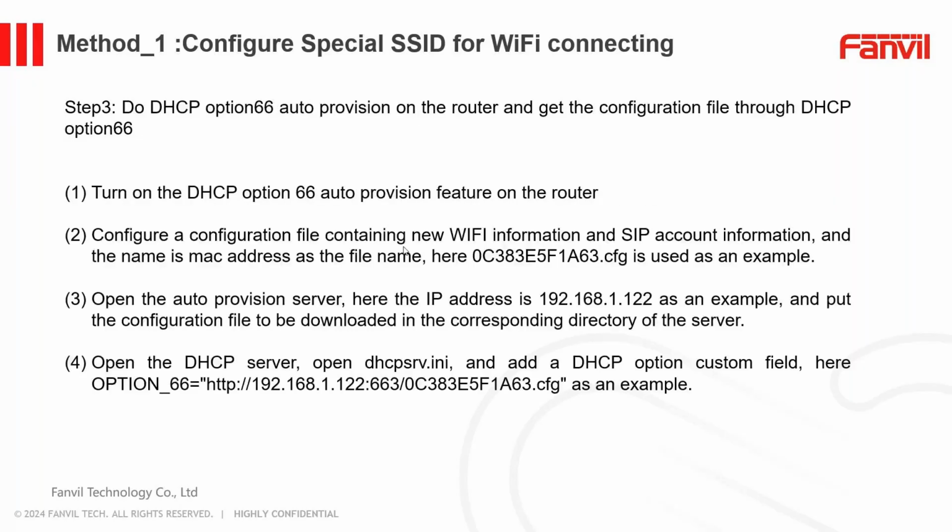Then after that, you can use option 66 to provision your devices and get the information of the Wi-Fi on your network. So here you need to create a config file including the MAC address in its name and the extension .cfg, and then configure the DHCP option with this URL mentioned here. We have the IP and the port of the provision server, and then the config file name and its extension. Here we have an example of the config file name and its extension.